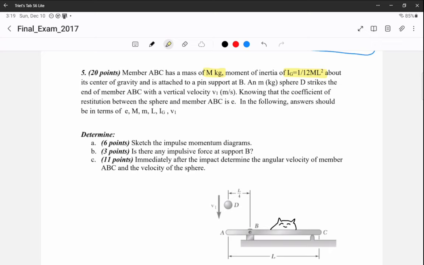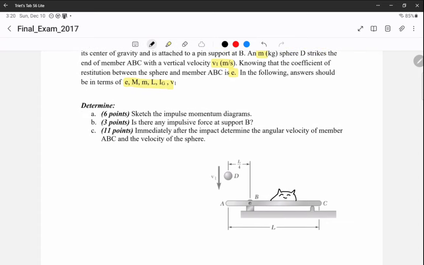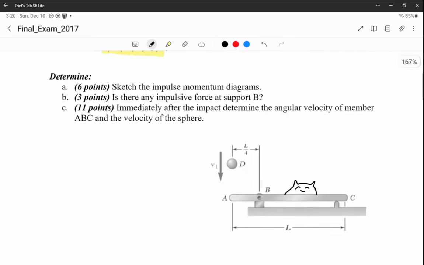Attached to a pin support B, m is the mass of the sphere D. The bar is moving at V1. B is the coefficient of restitution, and these are the variables they want us to solve for. I'm going to answer B first.